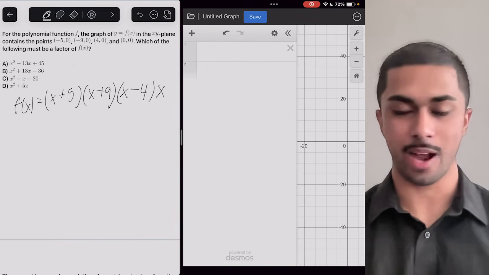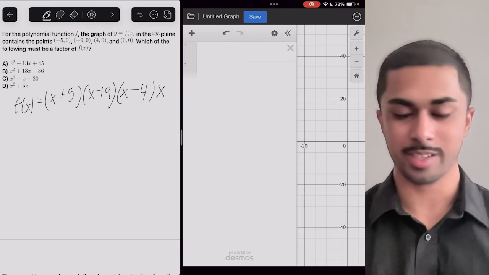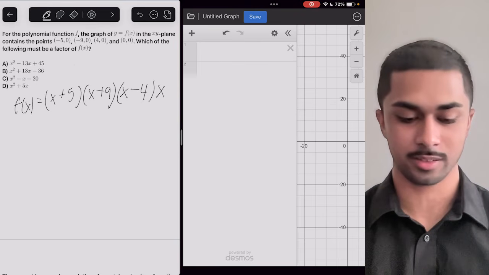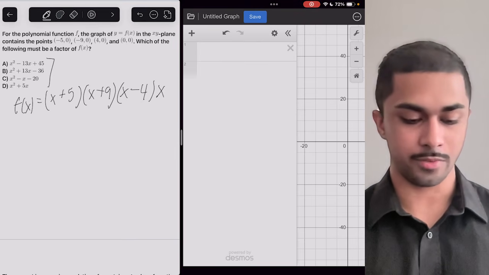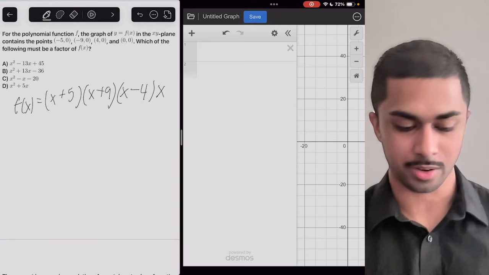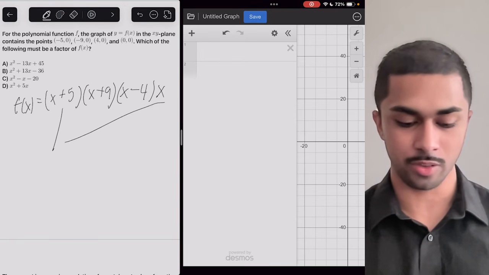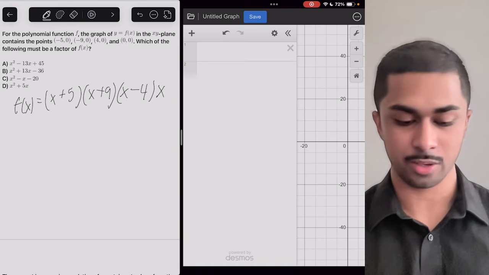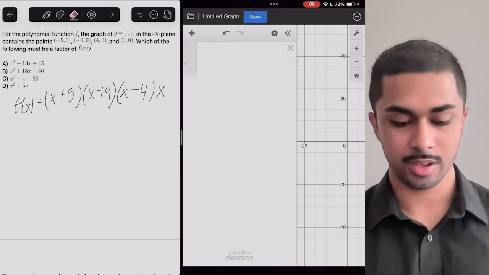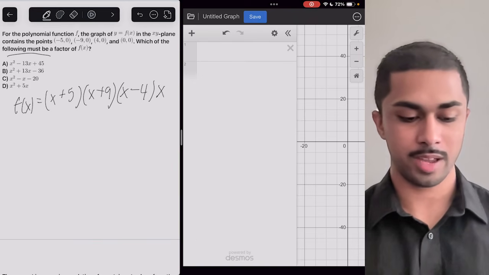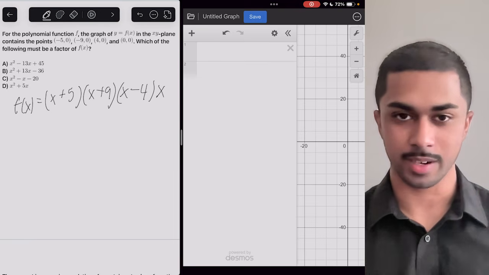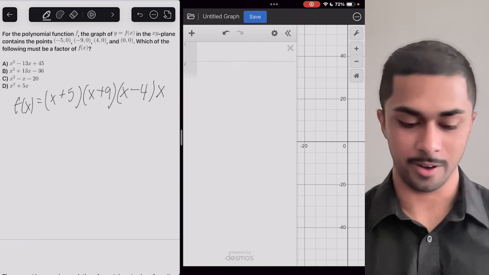And for our purposes, this is technically equal to f of x. To solve this question, to find which of these must be a factor, we just multiply two of them. We take any two of these factors and multiply them. And if we get one of these answer choices, then that's the factor, right?